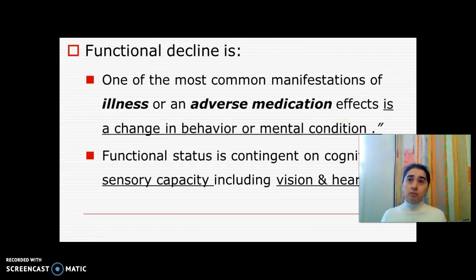One of the most common manifestations of functional decline, as I told, is acute illness and adverse medications. If you can recall when you had clinical rotations, at UCLA, how many medications a patient you took care of was on? How long was the list? Did doctors review the medication list? The more medications a person takes, the more risk of different adverse effects.